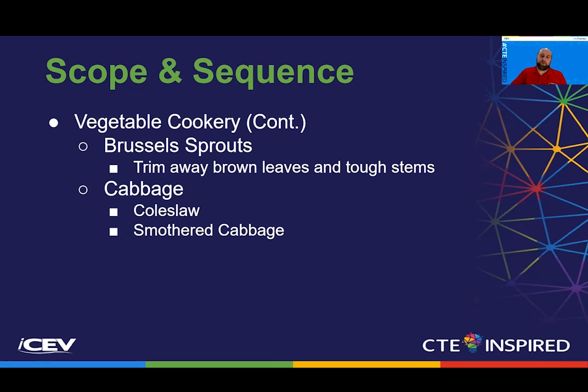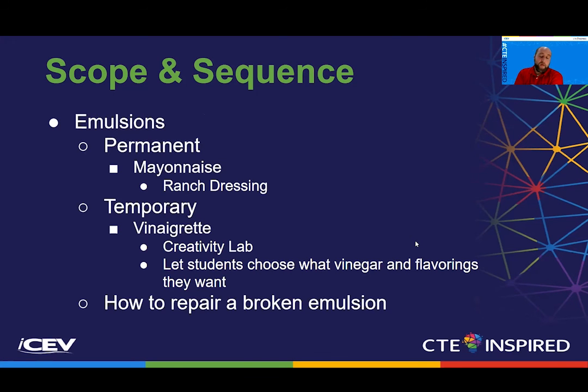And then they also do cabbage, where we'll typically make two Southern staples, coleslaw and smothered cabbage, for our labs. The next one we'll do is emulsions. We'll do permanent and then temporary emulsions, where we'll make mayonnaise and ranch dressing. You can address how to repair a broken emulsion, because inevitably somebody's mayonnaise will break. So you can show them how to repair that instead of just tossing it in the trash.